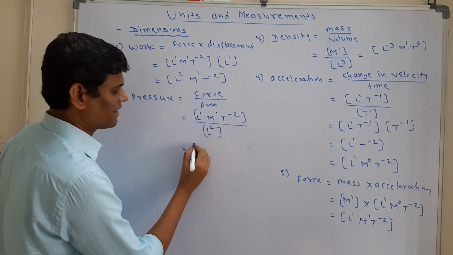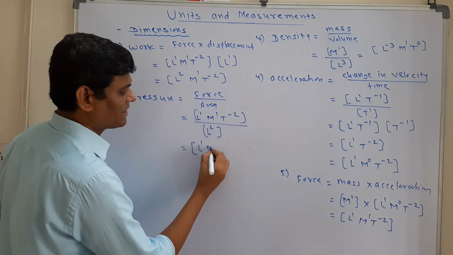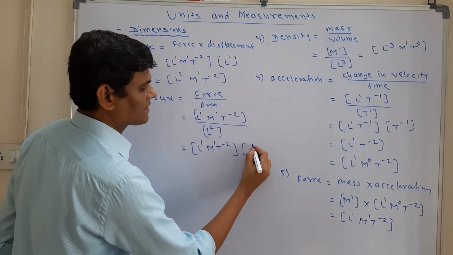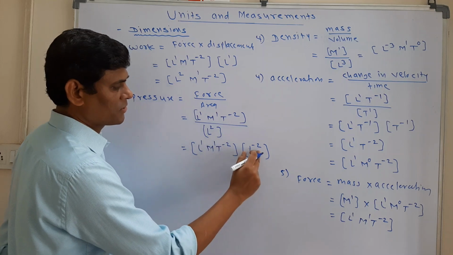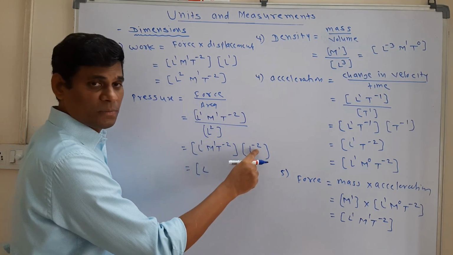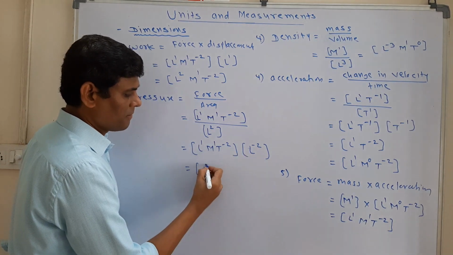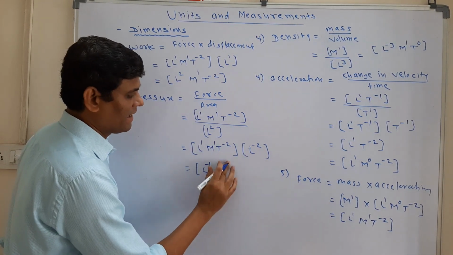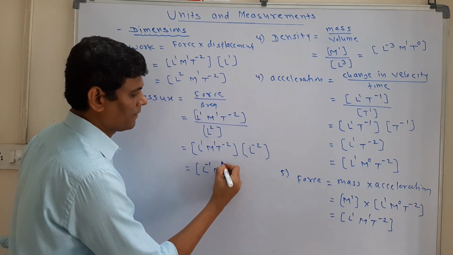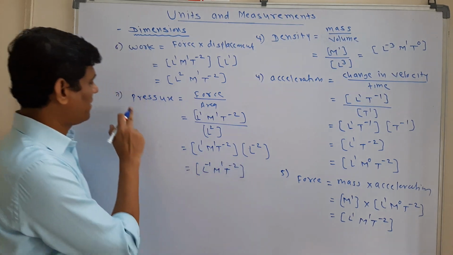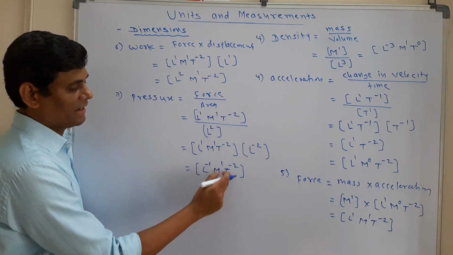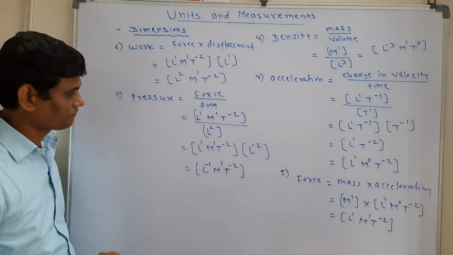It goes up, so how much will it become? This part we will keep as it is, L1 M1 T minus 2. L2 in the denominator I can write as L raised to minus 2. Now in one bracket, L raised to 1, L raised to minus 2, so 1 minus 2 is minus 1. This part as it is, that is M1 T minus 2. So the dimension of pressure is L minus 1, M raised to 1, T raised to minus 2.